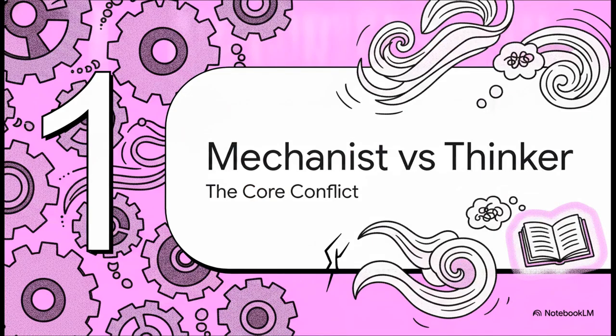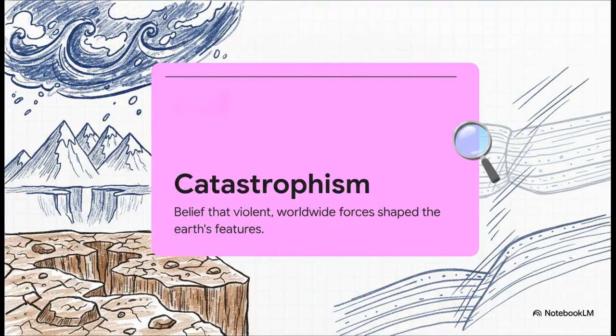All right, kicking things off with Section 1, the mechanist versus the thinker. Right out of the gate, the source establishes its core ideological battle. It completely throws out uniformitarianism, that classic evolutionary idea that the present is the key to the past, and that the Earth changes through super slow, uniform processes. Instead, the script goes all in on catastrophism. It asserts that violent worldwide forces, specifically a literal global flood, are what actually carved out the physical features of the Earth we see today.